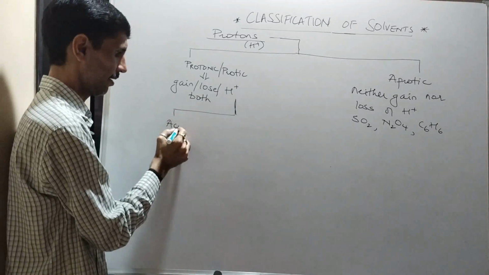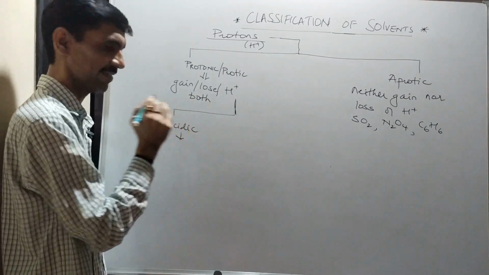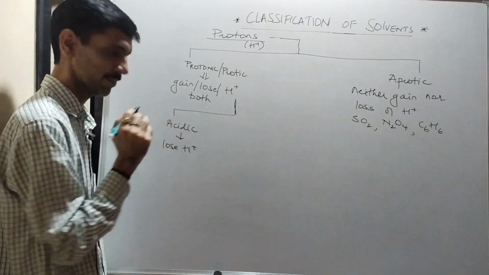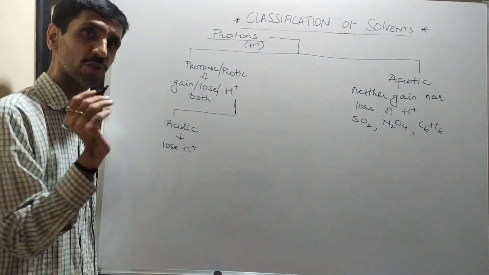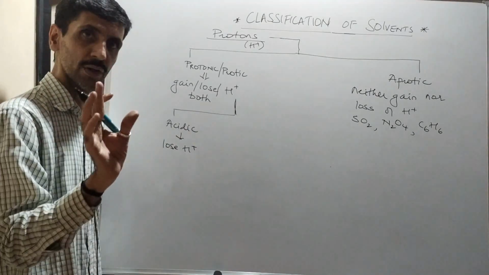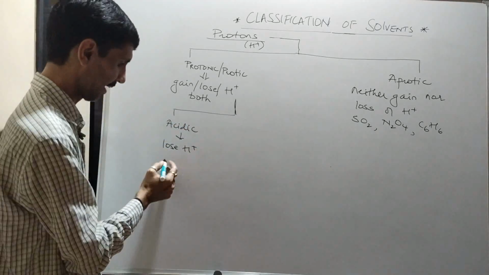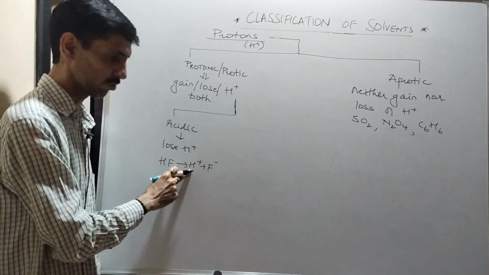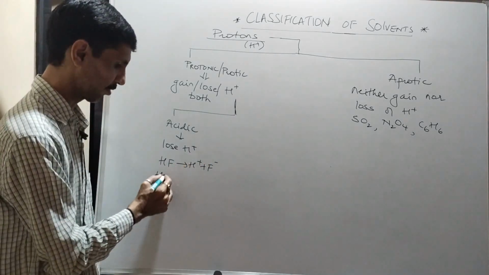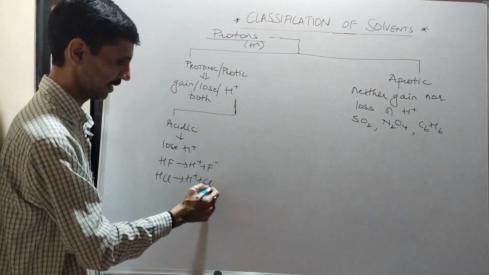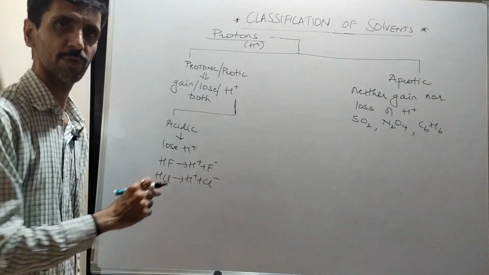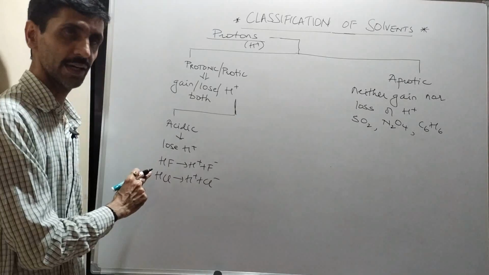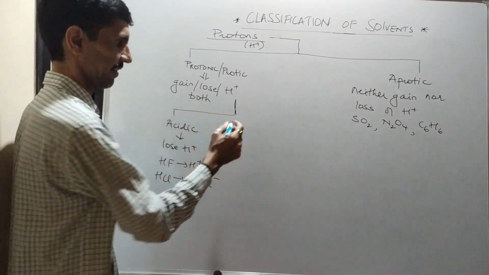The first one we talk about is acidic. As the name suggests, it has a tendency to lose protons. When you give an example, my dear friends, don't just give an example of a compound. You give it in terms of a reaction. If I write HF, it is going to give you H+ and F-, so it is going to lose a proton. Similarly, HCl is going to give you H+ and Cl-, so it is going to lose a proton. This is the way you need to give the example, in the form of a reaction. So this is the first one, that is acidic.